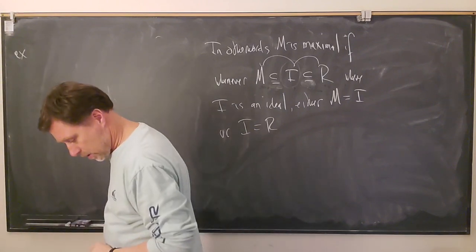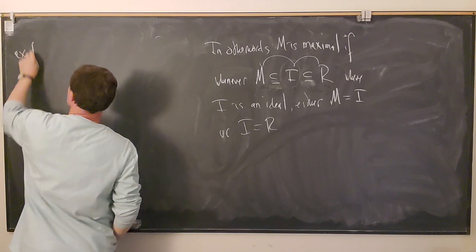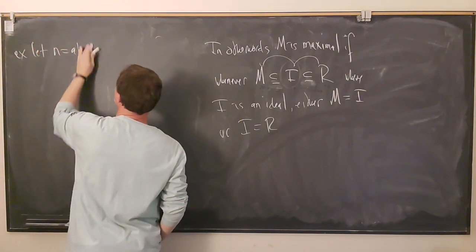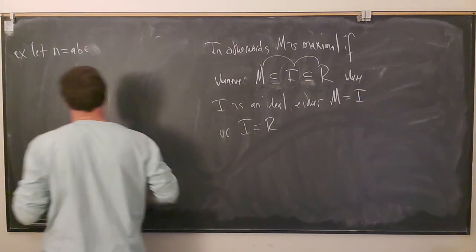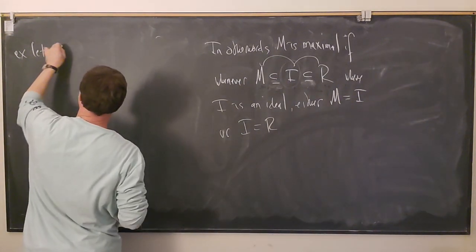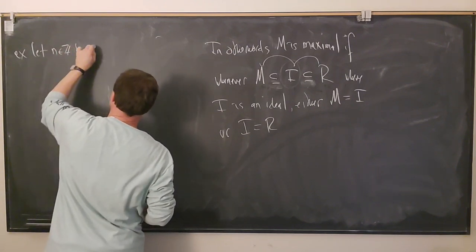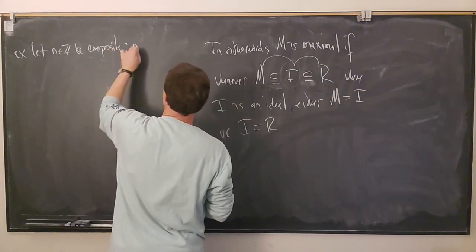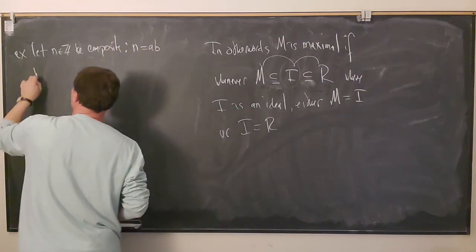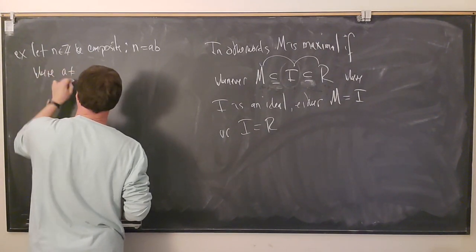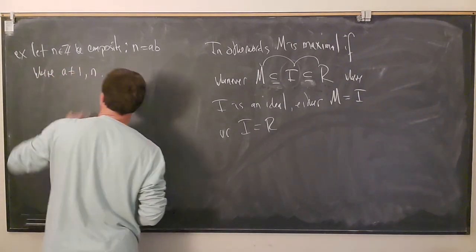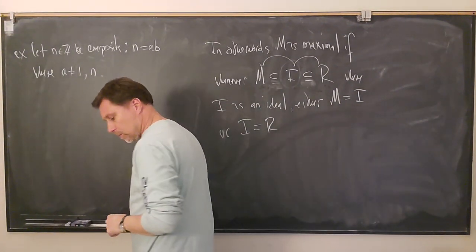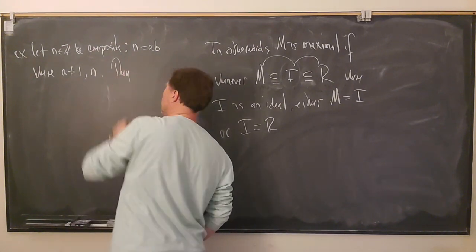So as an example, let n in Z be composite. So what we would have is n equals A times B, where A is not equal to 1 or n. Okay, so then let's look at this.